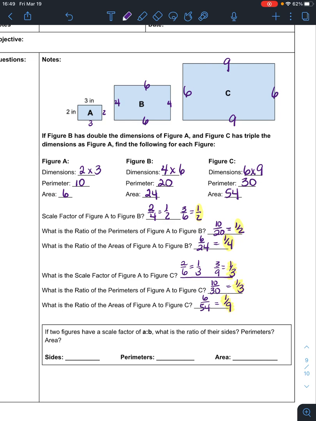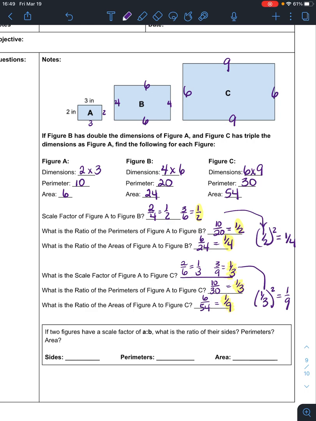And here's what I notice. I noticed that I could take 1/2, and if I squared it, I got 1/4. And I took 1/3, and I squared it, and I got 1/9, which makes sense because area is in units squared. So if I squared the sides, then I got the area.